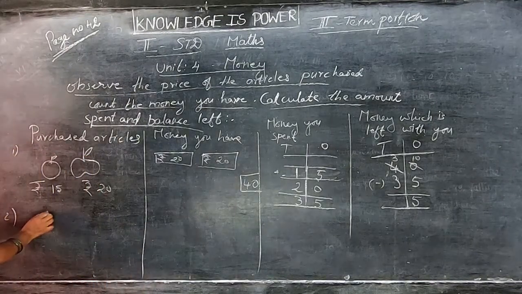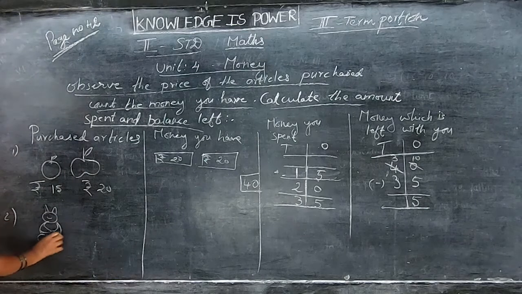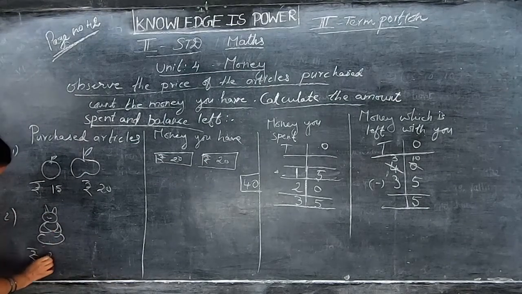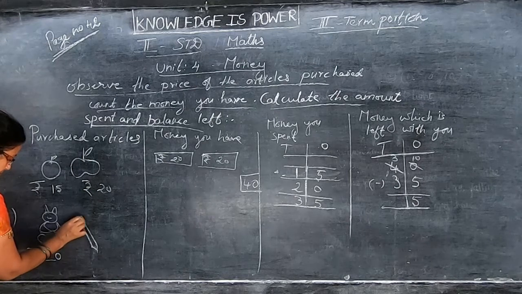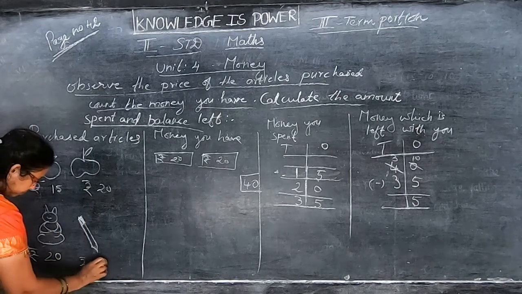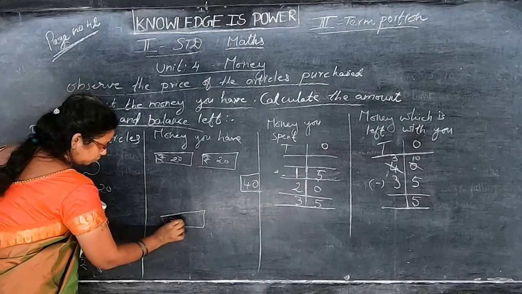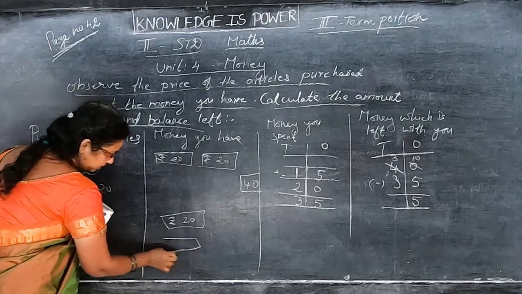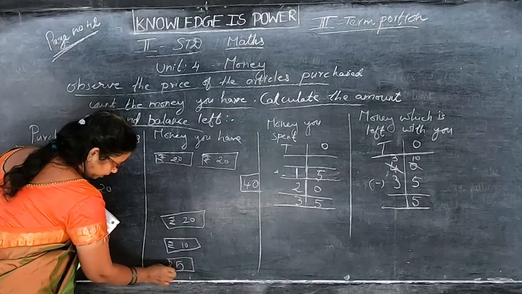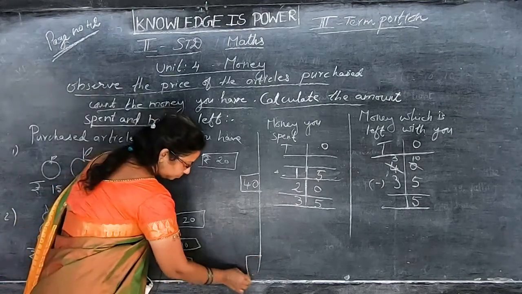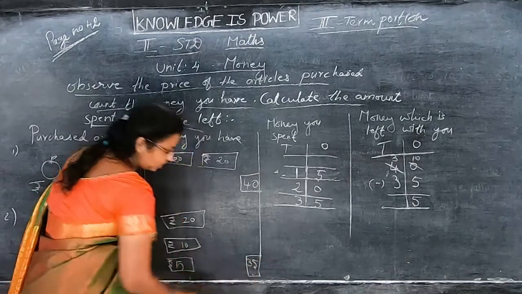See here. Doll. How much is this one? Rupees 20. Then one pencil. How much is the pencil? 5 rupees. See here, the notes they have given: rupees 20 and 10 rupees, then a 5 rupee note. Totally how much? 10, 20, 30, 35. Totally 35. He is having 35 rupees in his hand.